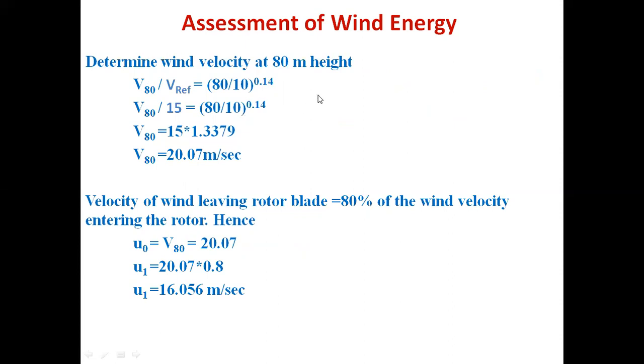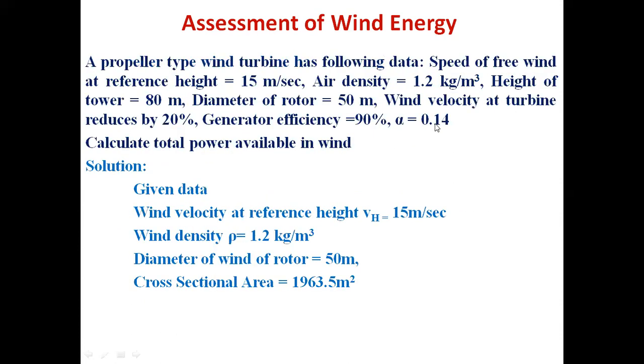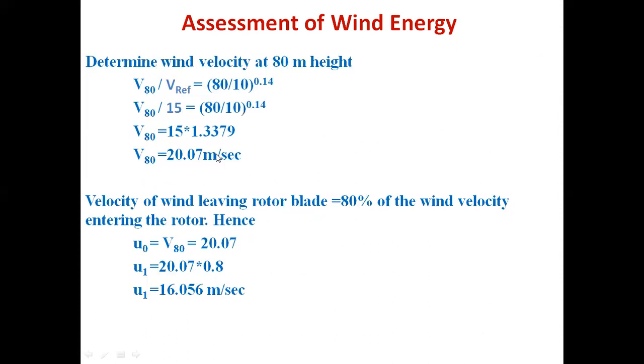80 meter height. So the formula is V80 upon V reference. V reference is generally taken at 10 meter and 80 is more than 10. That's why the formula is V80 upon V reference equals 80 meter height over 10 meter reference height, whole raised to 0.14, which is a constant given in the numerical problem.